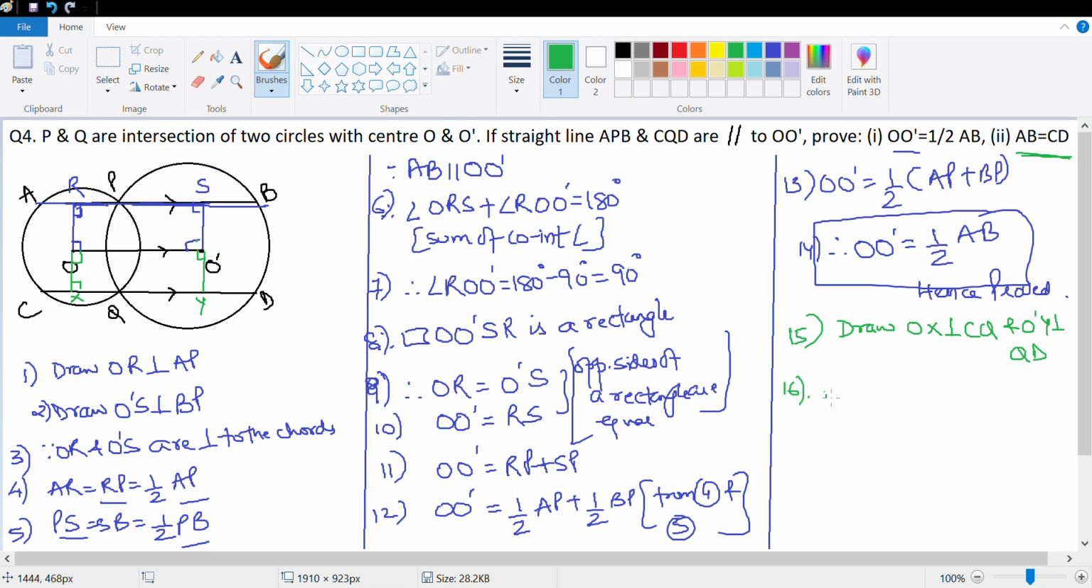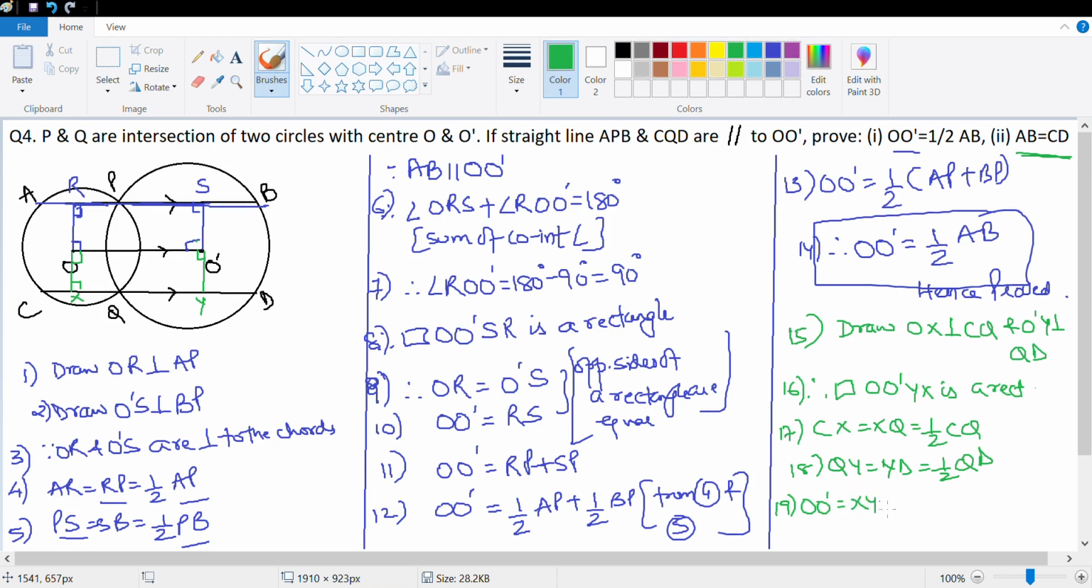What this means is, therefore, quadrilateral OO dash YX is a rectangle. What we also get is CX is equal to XQ is equal to half of CQ, and QY is equal to YD is equal to half of QD. So we will be able to prove OO dash is equal to XY, which is equal to XQ plus YQ, which is equal to half of CQ plus half of QD, which is nothing but half of CD. So we get OO dash is equal to half of CD. So OO dash is equal to half of AB and OO dash is equal to half of CD.